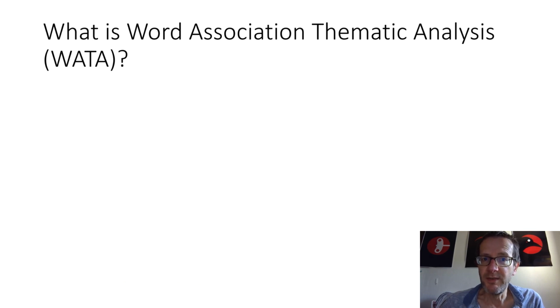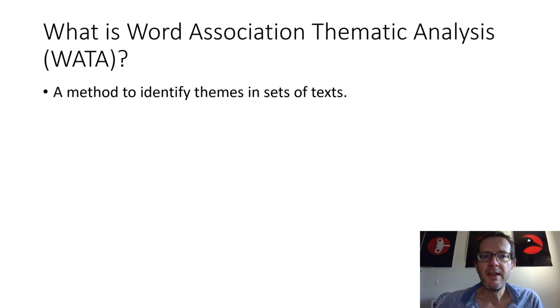So first of all, what is word association thematic analysis, or WATA for short? It's a method to identify themes in sets of texts. So that's the bottom line. You need a set of text, for example tweets or YouTube comments, and this method will produce or identify a set of themes in those texts.